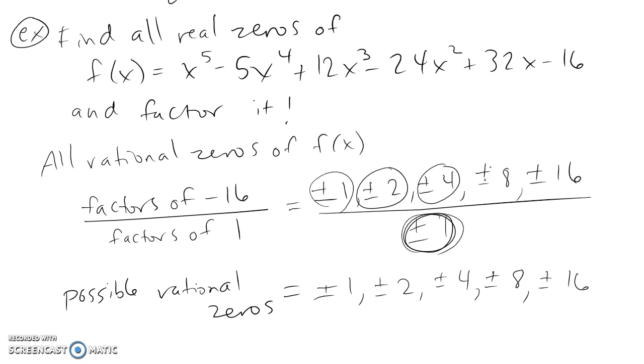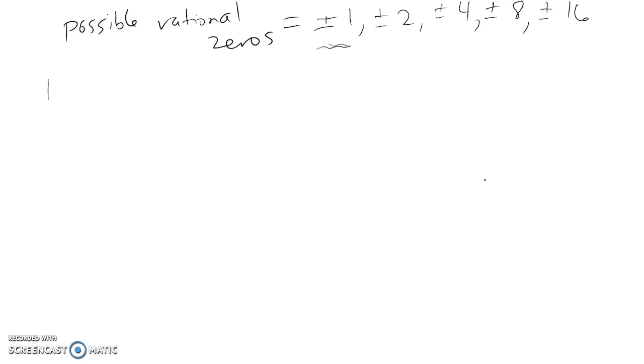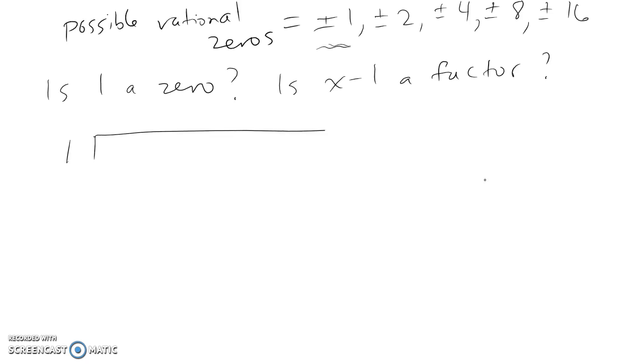I'm going to start at the beginning. It's often a good idea to start at the beginning. I'm going to start with the number 1. Is 1 a zero? Another way to say that is, is x minus 1 a factor? Well, according to the remainder theorem, or the factor theorem, if x minus 1 is a factor, then f of 1 would be 0, and we can find whether or not f of 1 is 0 by using the remainder theorem. So what I'm going to do is synthetic division by 1 and see if I get 0 as the remainder.